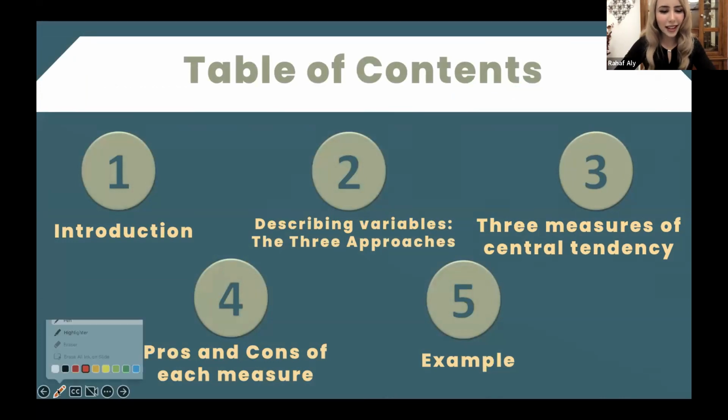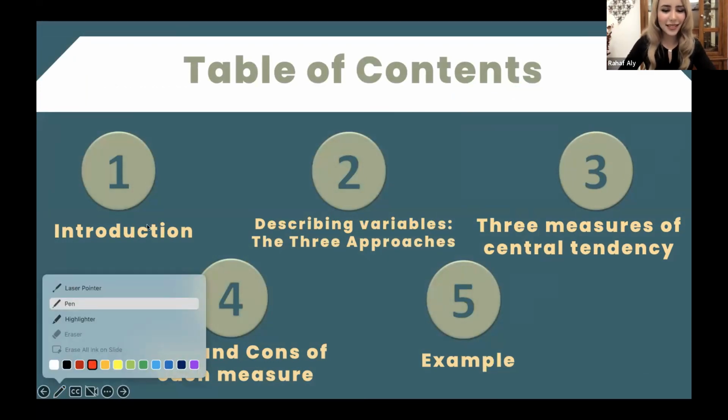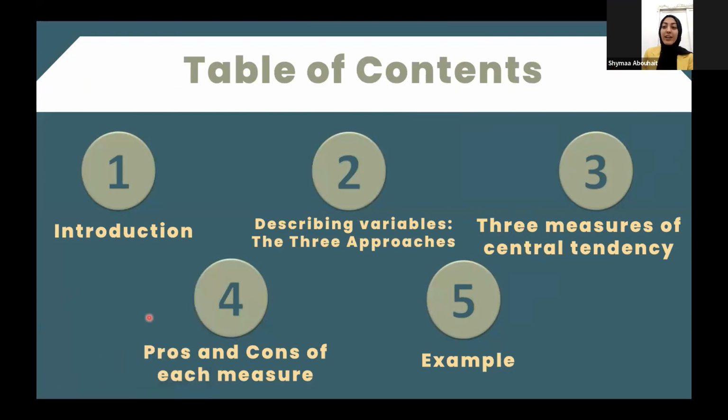So yes, this is for my part, and I'm going to hand the mic to my fellow presenter, Shaima. Thank you so much. Thank you so much, Teja, for your entertaining and informative speech. And now this is Shaima Abu Haid, a third-year student from the College of Pharmacy at Al-Ain University. I will be discussing with you all the pros and cons of all the 3 measures of central tendency that were explained by Dr. Rahab. And finally, we'll be solving an example, including all the 3 applications of the measures.